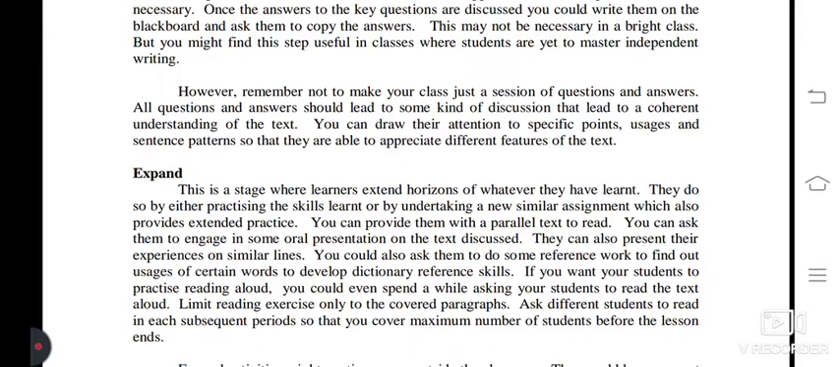Limit the reading exercise only to the cover paragraphs. Ask different students to read in each subsequent period so that you cover the maximum number of students before the lesson ends.